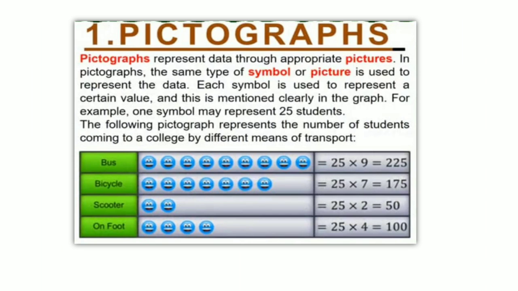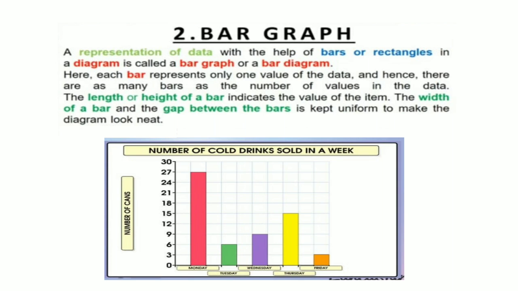And how many students come by walking? Here it is written on foot. There are 4 smileys, so 25 multiplied by 4 is equal to 100. Now let's learn the bar graph. You can see here an example of a bar graph.